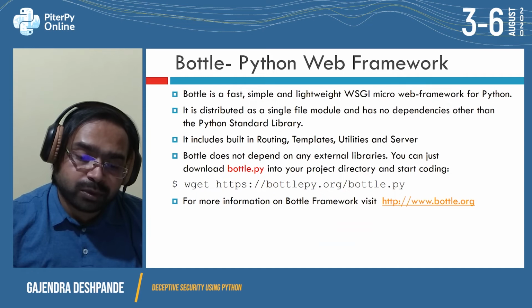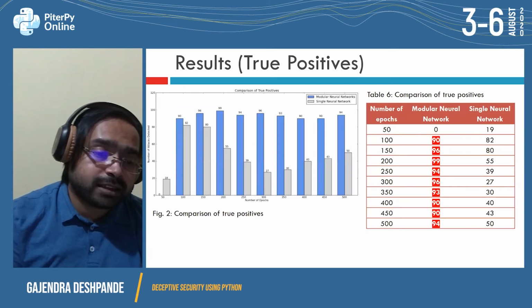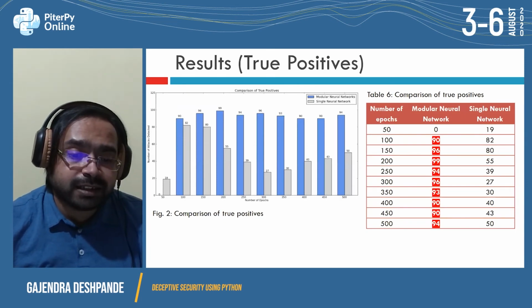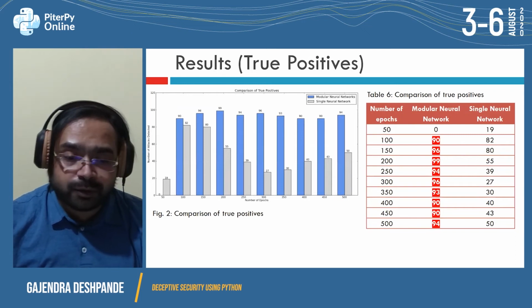So you can again go to the URL and download the software and follow the instructions to use it. Now let's consider the results. When we consider results, we have true positives, true negatives, false positives, and false negatives.